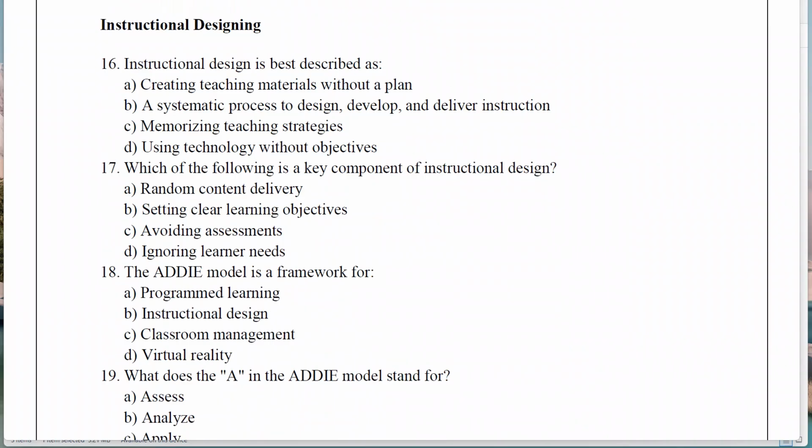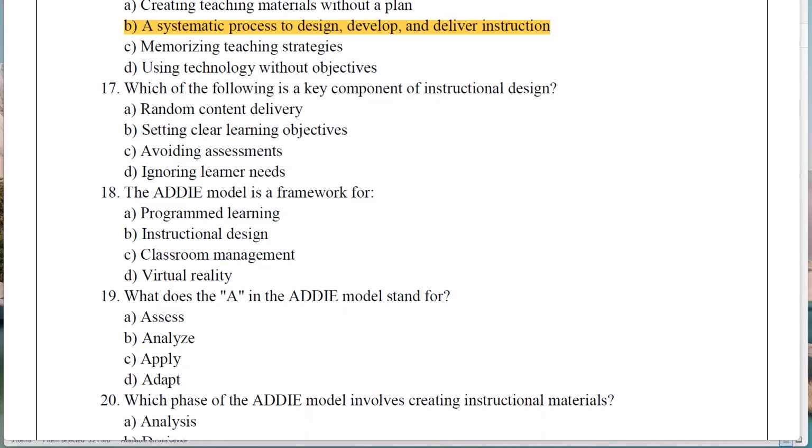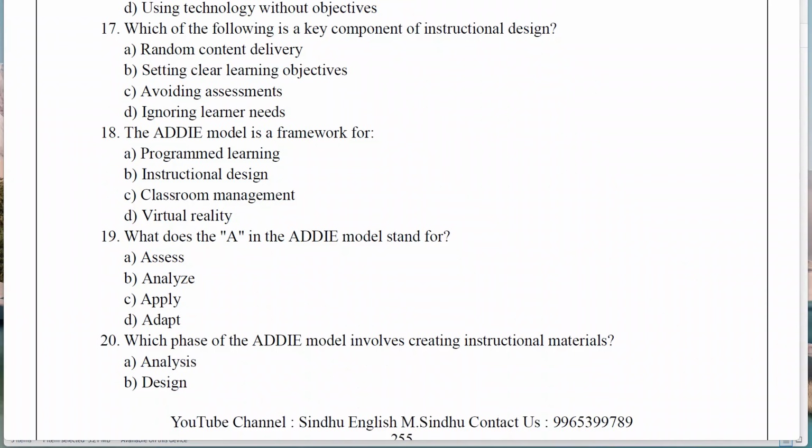Instructional design is best described as a systematic process to design, develop and deliver instruction. Which of the following is a key component of instructional design? Setting clear learning objectives.